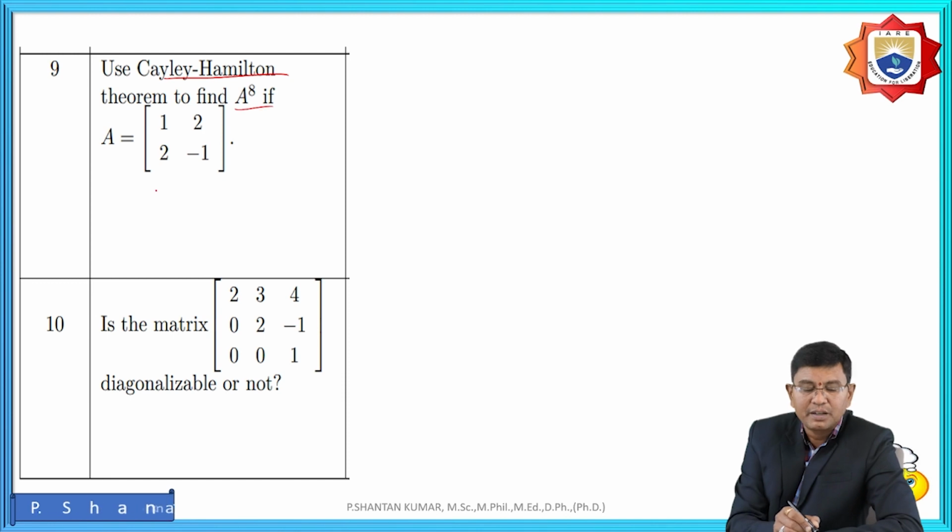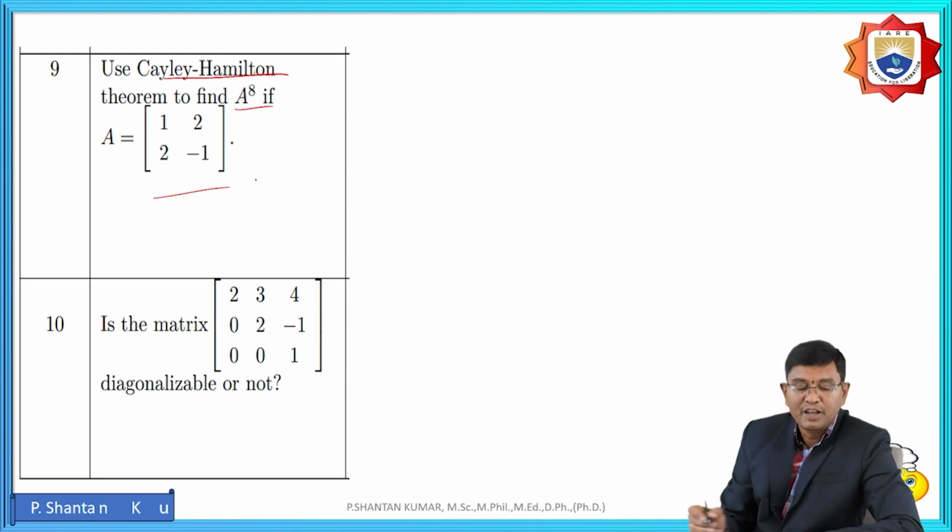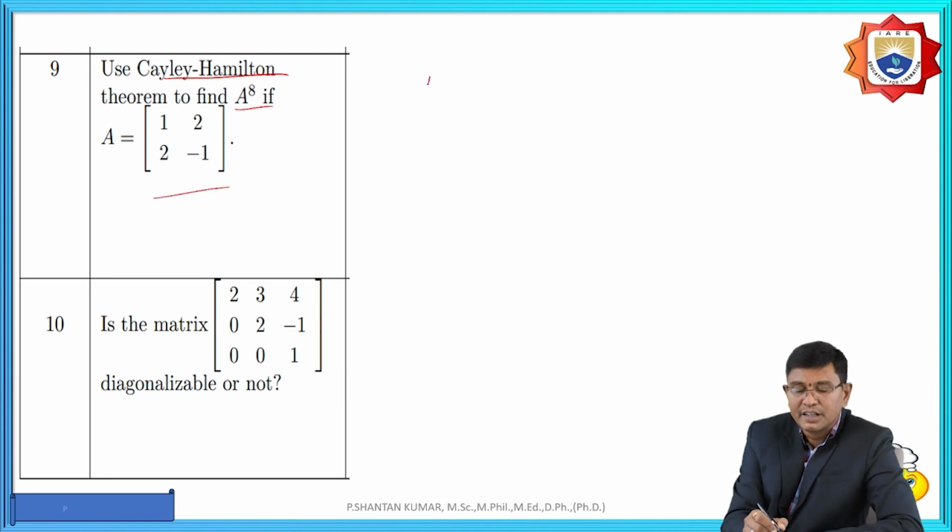Using the Cayley-Hamilton theorem for A power 8. Here, A squared minus s1 A plus s2 I is equal to 0, based upon the characteristic equation, after replacing lambda with A. That is, A squared minus s1 A plus s2 into I is equal to 0.